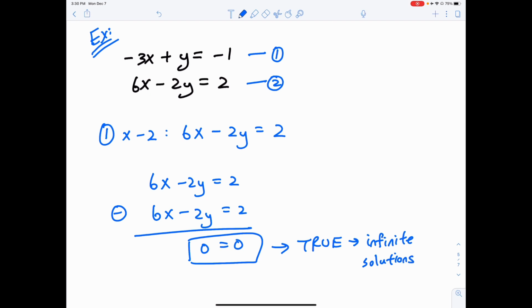And this is how we tell. If you can tell right away that they end up being the same equation, great. That means they're the same line, and therefore there are infinite solutions. If you run through it with substitution or elimination, and you come to the conclusion that 0 is equal to 0, then again, if that statement is true, that means there are infinite solutions.